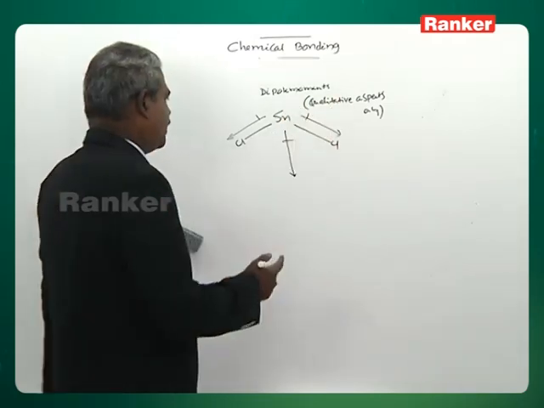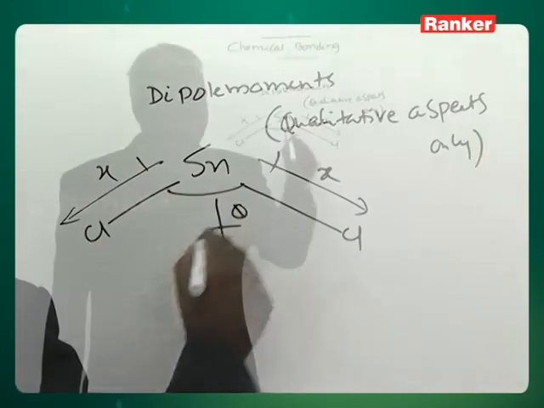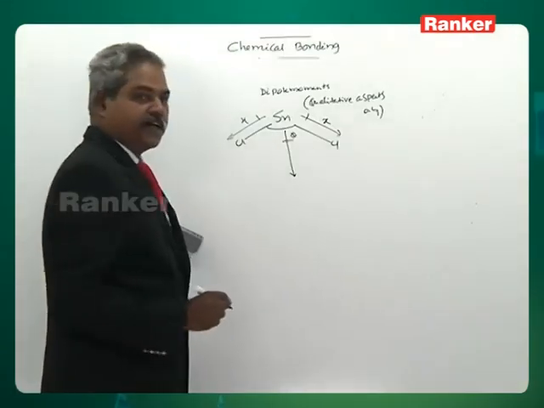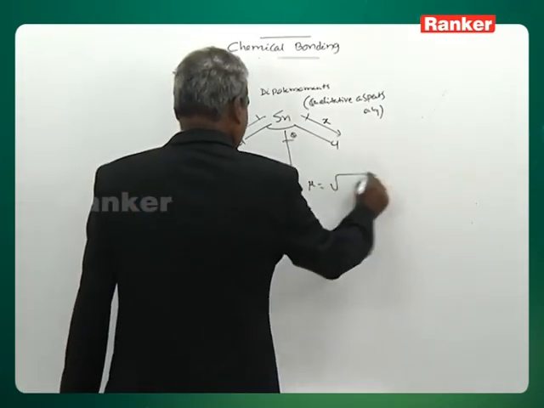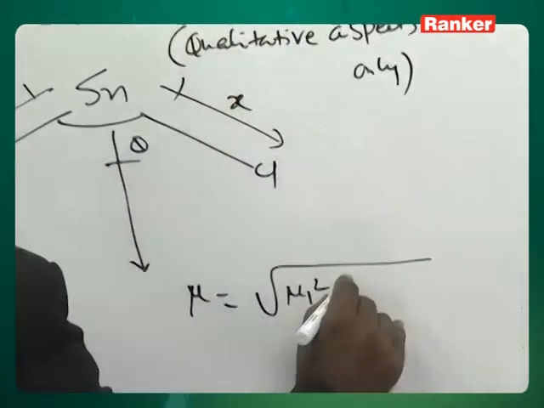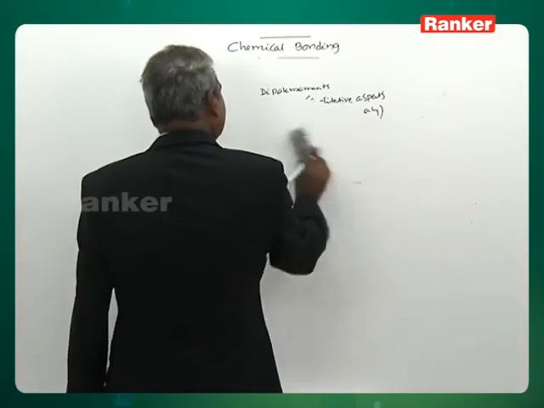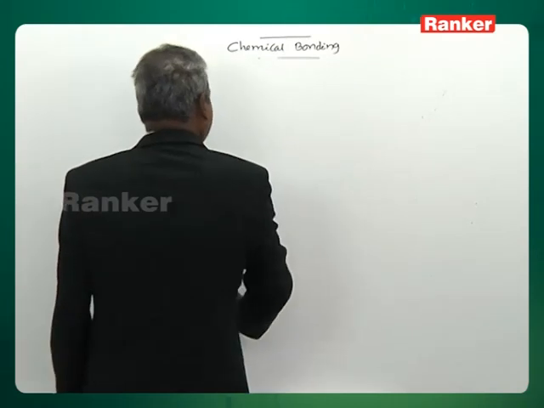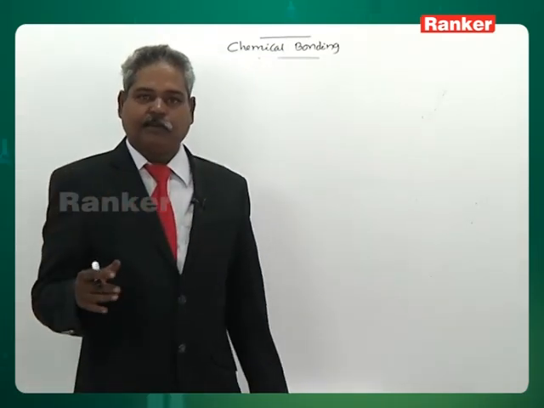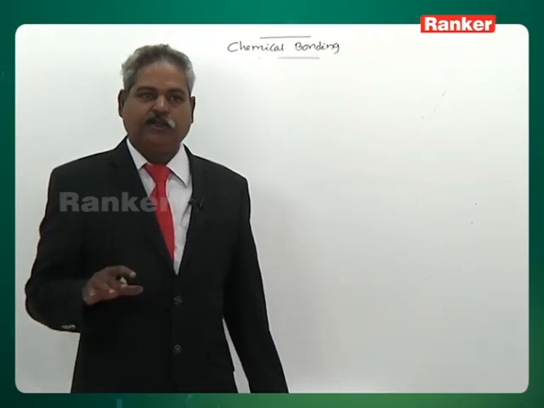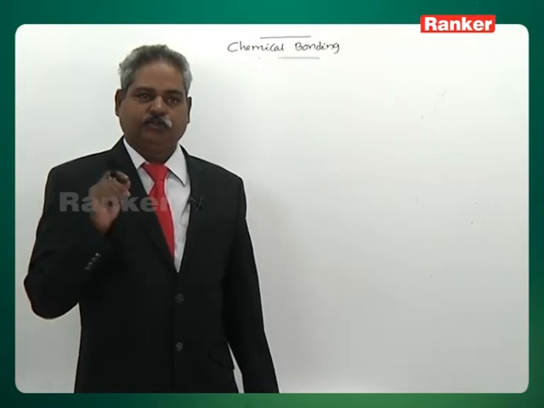If you want to calculate, this is x, this is x, this is theta, and you are trying to calculate the resultant, mu is equal to the square root of mu1 square plus mu2 square and all that, this is not required, and if it is necessary, you can do it very easily. In any case, in physics that is no big thing. In chemistry, when it is introduced for the first time, it may appear very strange and interesting, but that is not necessary in chemistry. Dipole moments, qualitative aspects only.